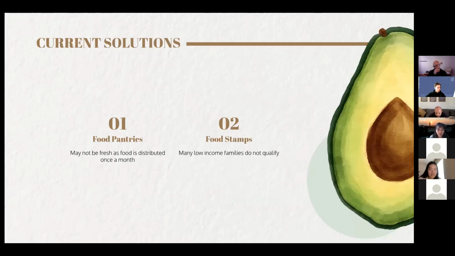The second option is food stamps, as they're a viable option. However, many low-income families often cannot take advantage of this as they do not qualify. Though they may make enough money to not qualify, most of this money goes into bills.